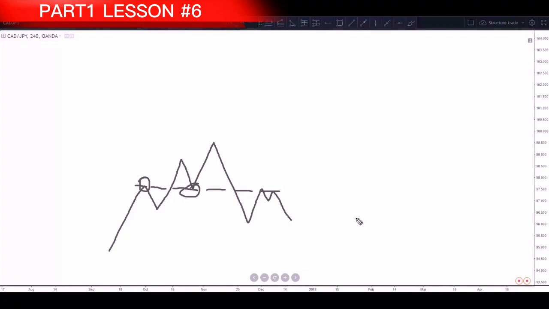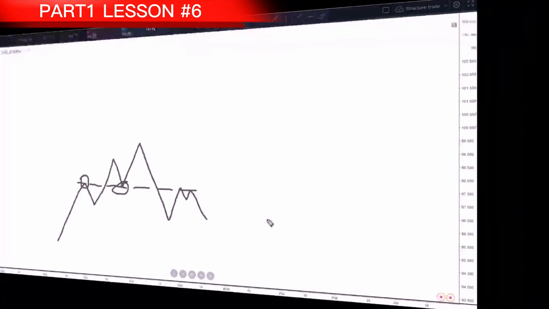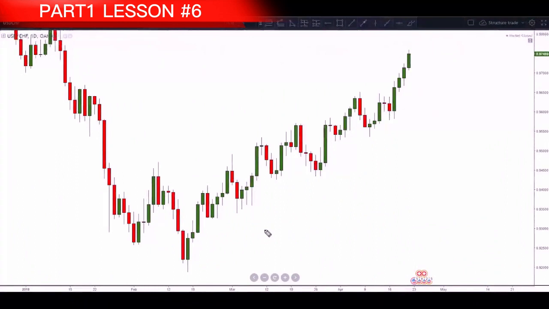And what we're going to do now is go down to some charts and actually take a look at this happening on real price action. And we'll discuss a little more about major structure throughout the rest of this video. So let's take a look at this actually happening on price action.